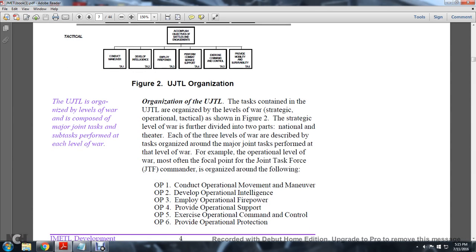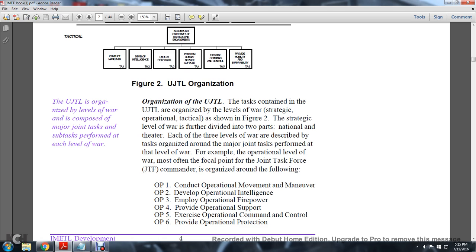Alright, that was Figure 2, your Universal Joint Task List organization. Your Universal Joint Task List is organized by levels of war and composed of major joint tasks and subtasks performed at each level of war.